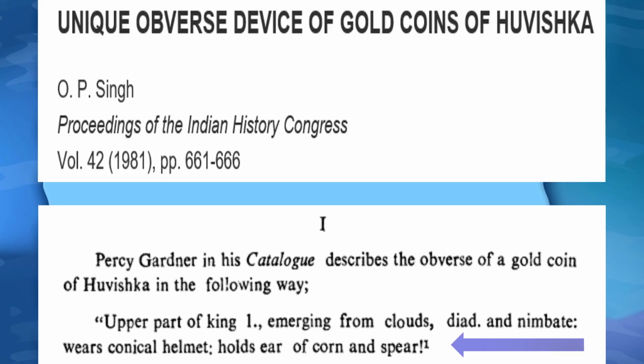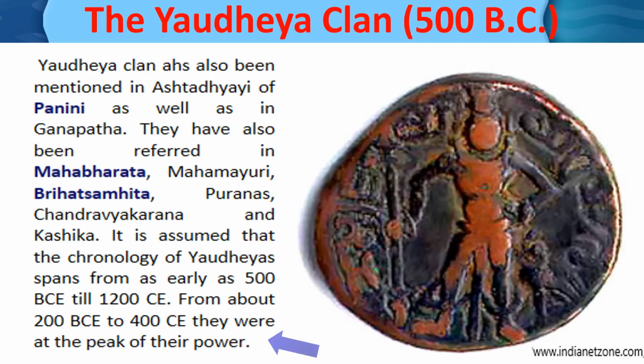Now, this is an article from the Proceedings of the Indian History Congress, and this is from 1981. One of the ways that they learned about these ancient tribes was by coins, and one coin identified an ear of corn and a spear. And over to your right, you can see the example of the coin, and on the left you see notations related to the history of this particular clan, and it's noted that it spans from as early as 500 BC until 1200 BC. It also notes that between 200 BC and 400 BC they were at the peak of their power.